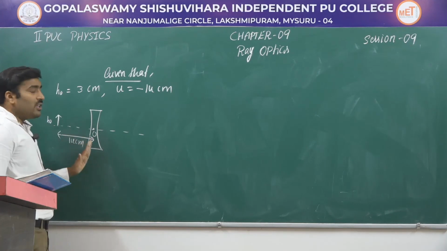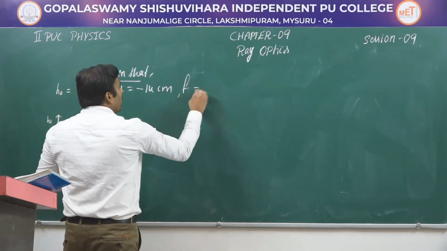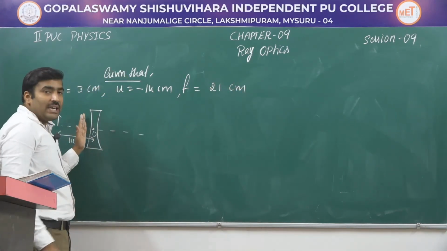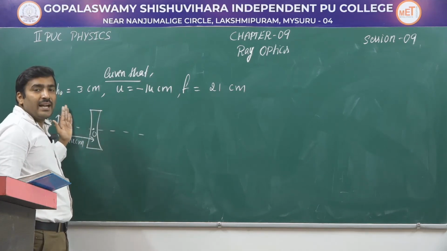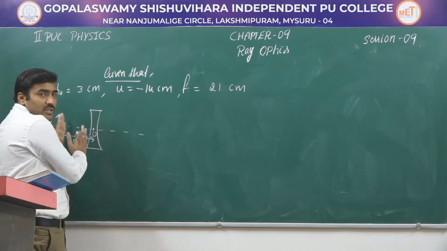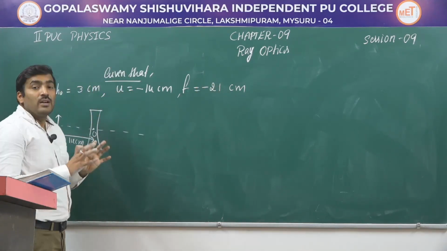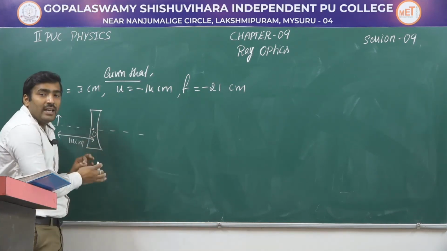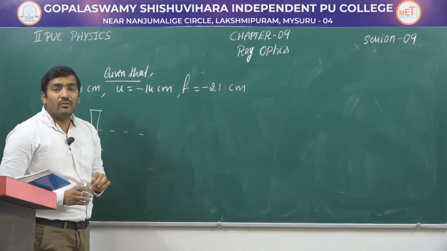And they have given the value of focal length of this concave lens. The focal length of the concave lens is given as 21 centimeter, but for a concave lens, the image is always going to form on the same side as the object, that is towards the left side. So that this distance is also considered as minus. In the sign convention itself, we have mentioned that the focal length for a concave lens is negative. So we need to find the position, nature and height of the image.